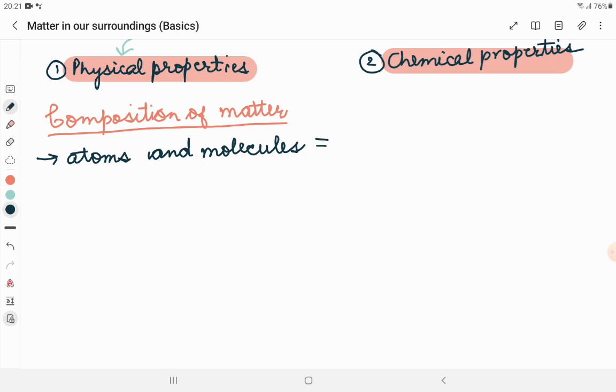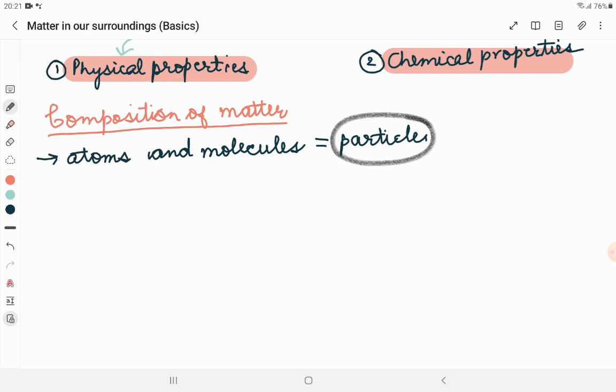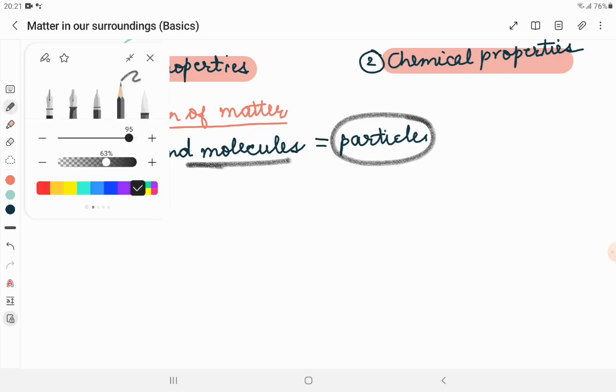These are actually the particles, meaning we can say that matter is made up of these particles, and these particles are atoms and molecules. So this thing is very clear. Now we should know how many particles there are in matter.